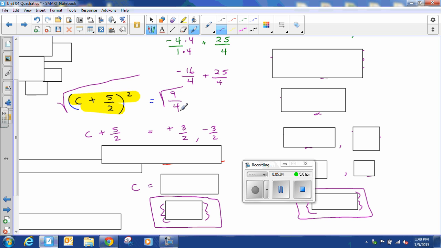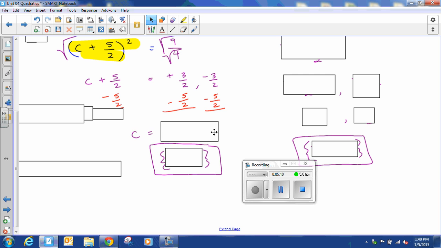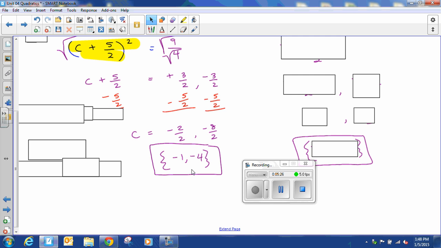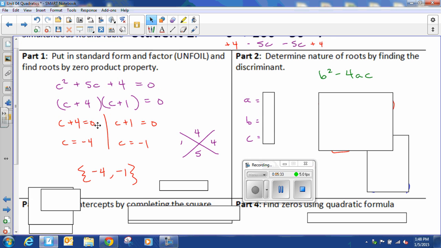Fortunately, 9 and 4 are both perfect squares. So when you take the radical of 9 and the radical of 4, you end up with 3 halves. Of course, you have the plus and the minus. So when we subtract 5 halves from both sides, we end up with negative 2 halves, negative 8 halves. Reducing each fraction, we end up with negative 1, negative 4, which should look familiar because if you did everything correctly, same answer, different method.